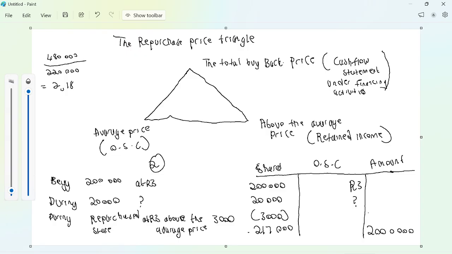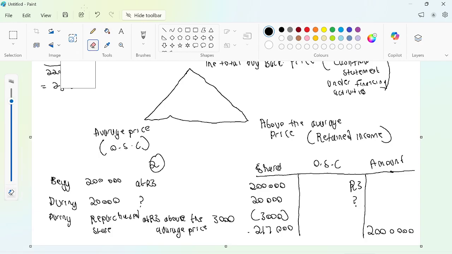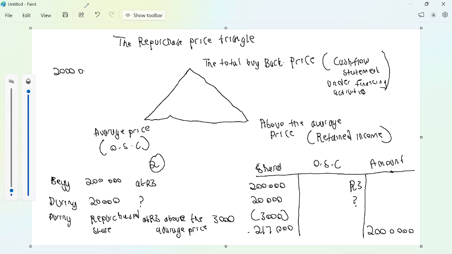Now, guys, in this case, you're going to calculate your average price. You're going to say 2 million divided by 217,000. So therefore, that will be your average price. So 2 million divided by 217,000.